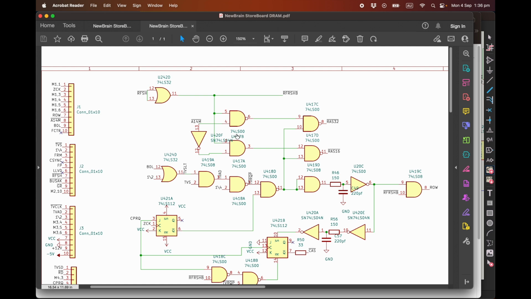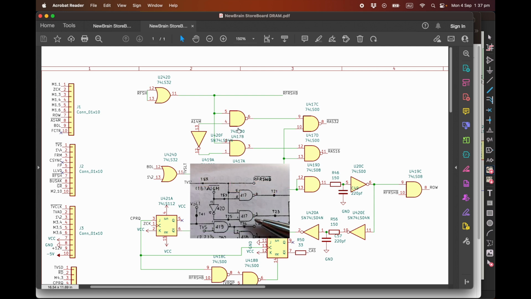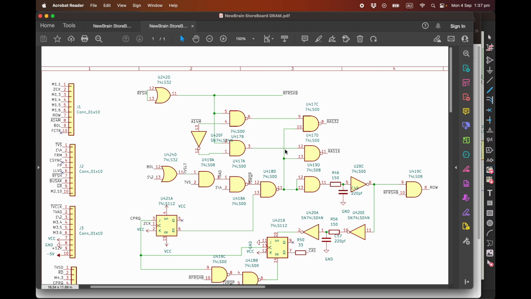The chip number's correct, U417, but this obviously isn't a 74LS00. So this isn't an AND gate. This should be a NAND gate. This is U417, this one's U417, this is U417. So these are actually all on the same chip, and these should all be NAND gates. So we've got refresh and A14 going in here, then refresh and inverted A14 going into this NAND gate. That changes the logic a little bit.